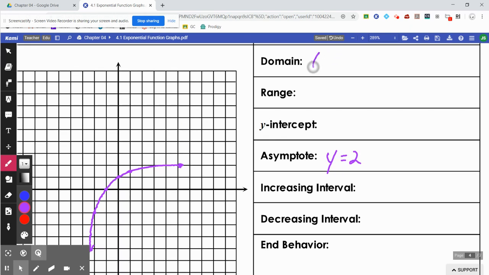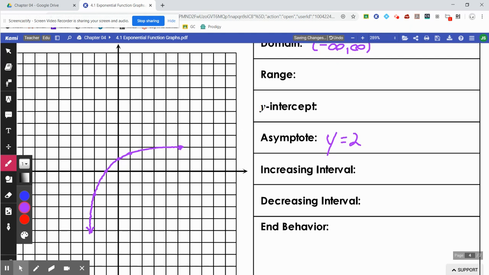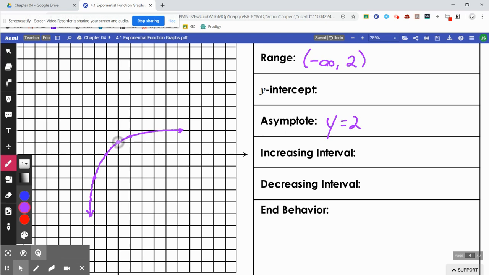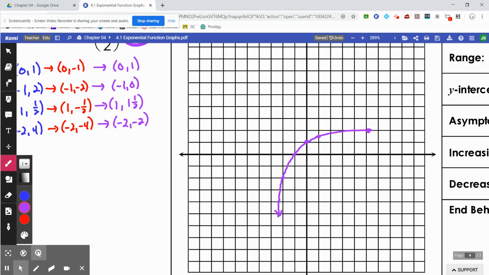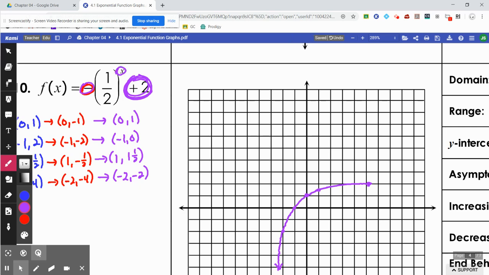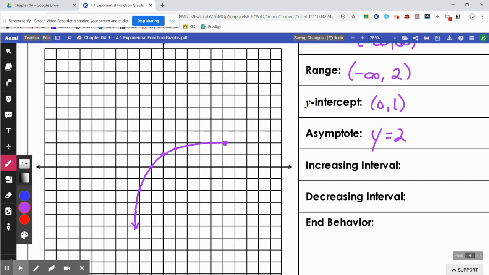My domain is still all real numbers. I can plug in anything. However, my range is a little different. We go down forever. However, we have an asymptote line. My graph only goes up to 2. My y-intercept, ironically, didn't change, 0, 1. And again, to find that, we could have also just plugged in 0 right here and worked that out.